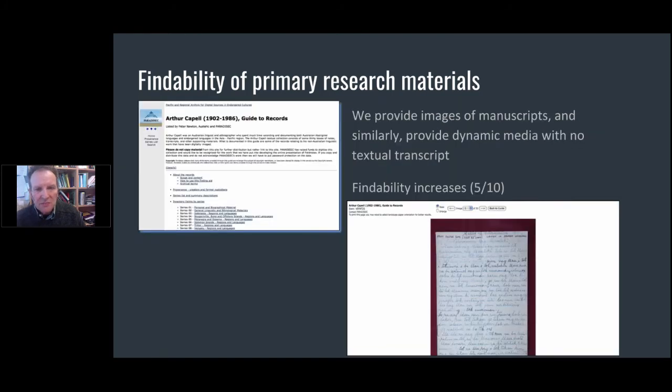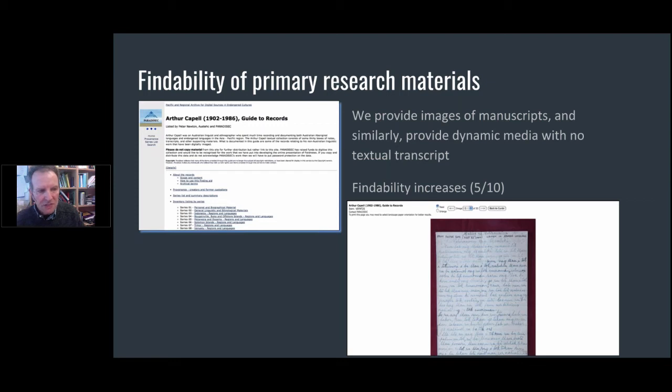What we've also done is provided images of manuscripts. So this is a collection of papers produced by Arthur Capell during his life. He was a professor of linguistics at Sydney University. When he died, he left a huge number of papers, which we then digitised. We just set up a camera and took images of all of these papers. And as you can see in the bottom right there, there are a lot of handwritten original manuscripts, which were really valuable from a research perspective. But sitting in a box in his executor's house, they're completely unfindable.